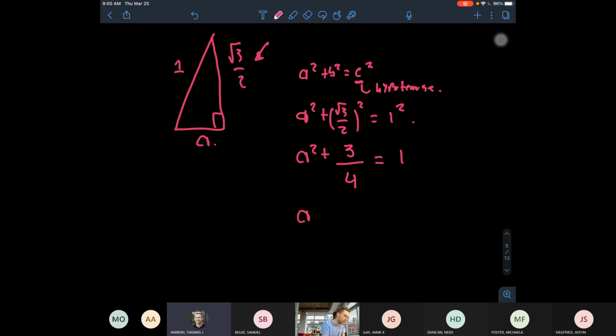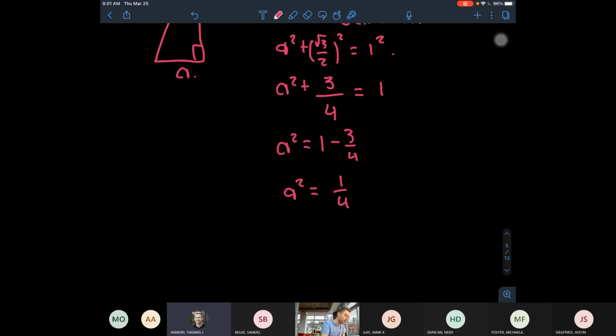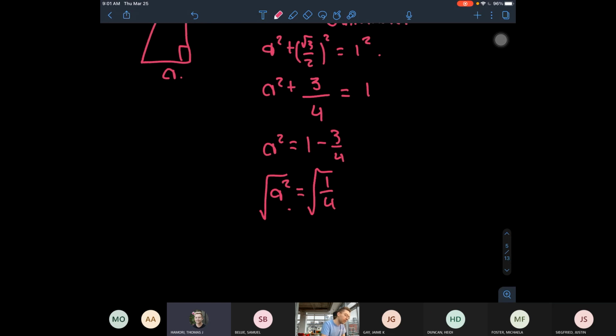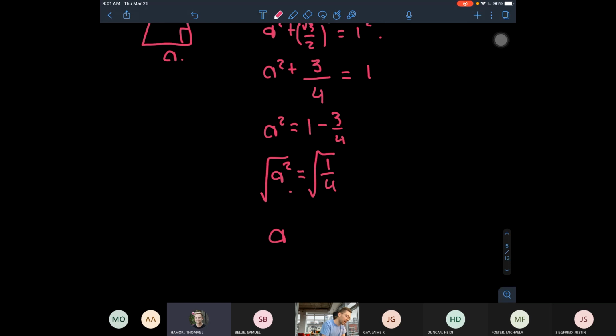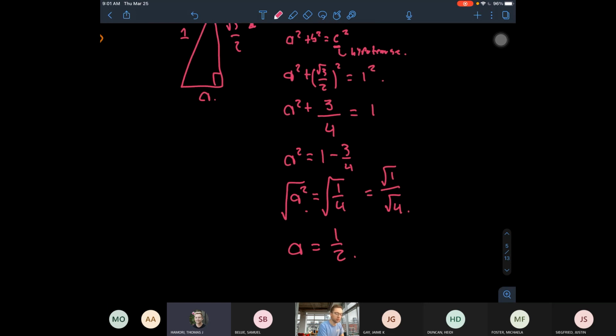So then I subtracted 3/4 from both sides, and I got 1 minus 3/4. So therefore, a squared was equal to 1 over 4. And then I took the square root of both sides to figure out what a should be. So then I got a is equal to 1/2. Okay? If you just square root the 1 on top and square root the 4 on bottom. Okay? Does that clear things up, Sam?